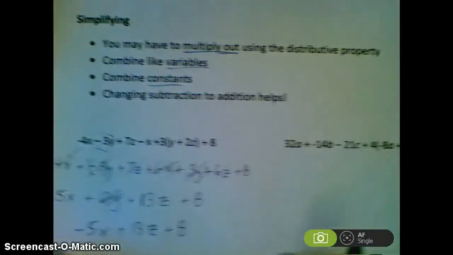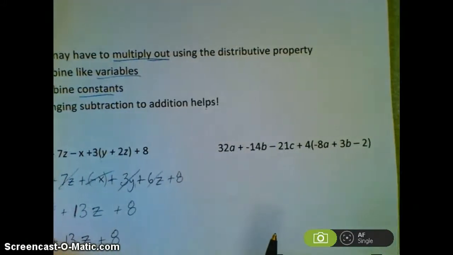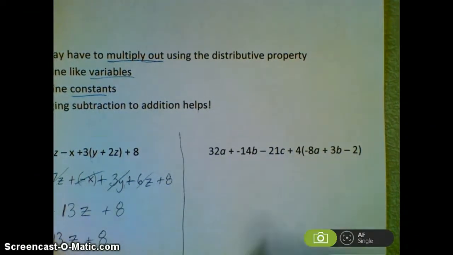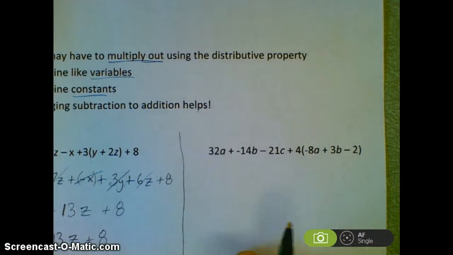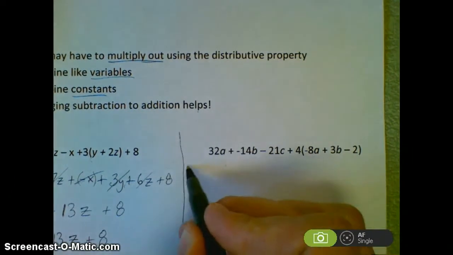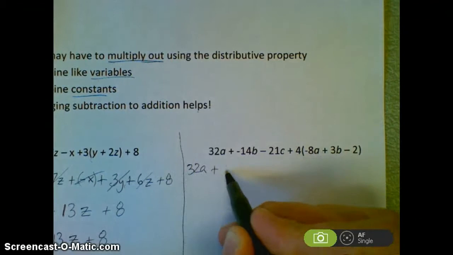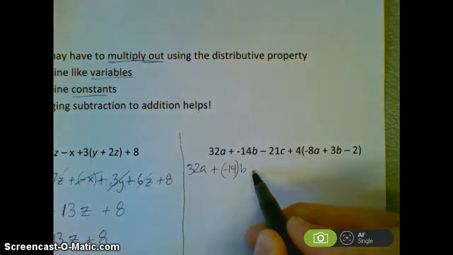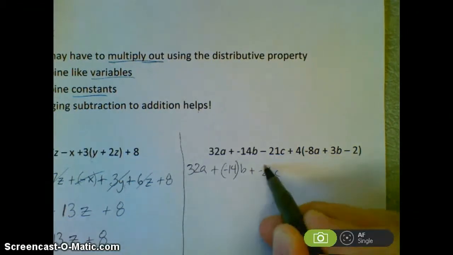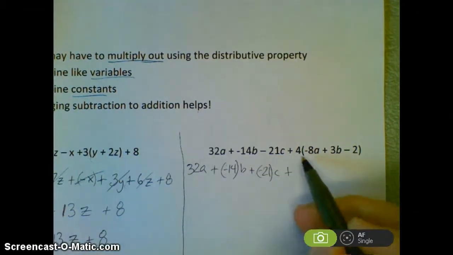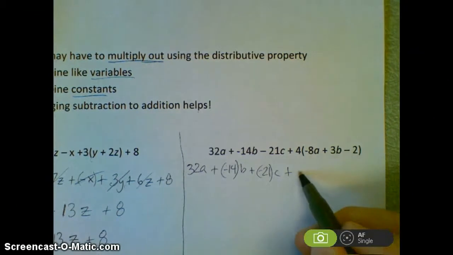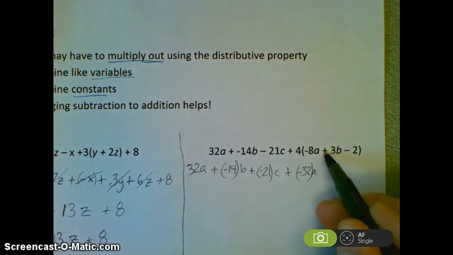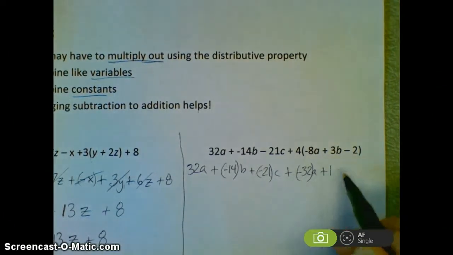Now what I'd suggest you do is pause this video and write down this problem, see if you can simplify it, and then watch me simplify it also. Okay, so 32a plus negative 14b. I'm going to change this subtraction to addition, plus a negative 21c, plus, and now I've got to multiply these out. 4 times negative 8 would be negative 32a. 4 times 3, and the operation is addition, so plus 4 times 3 is 12b.